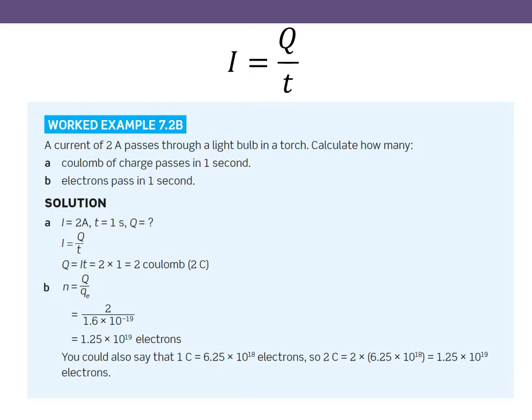And because we are using the formula from last time, where the number of elementary particles or the number of electrons equals the total charge divided by the charge on a single electron, we have 2 coulombs of charge divided by 1.6 by 10 to the negative 19 coulombs per electron, which means we would have had 1.25 by 10 to the 19 electrons flowing through our torch.